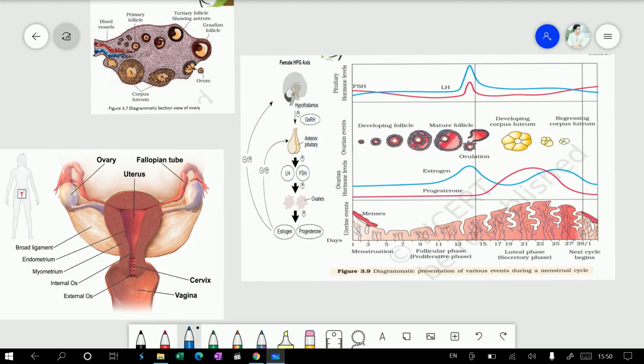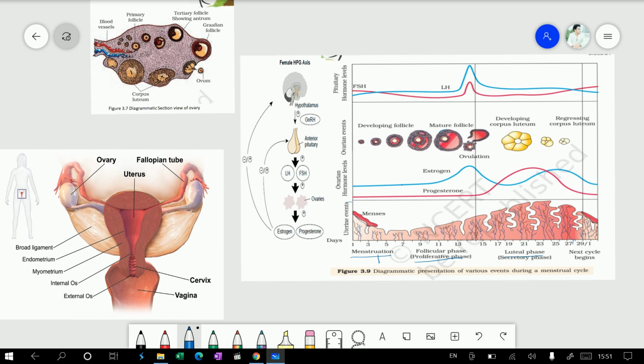Hello everyone, we are going to understand the menstrual cycle, but before starting, let's have a look at some basic concepts. For example, it is divided into three phases. First one is menstruation, then there will be a follicular phase, then the luteal phase.